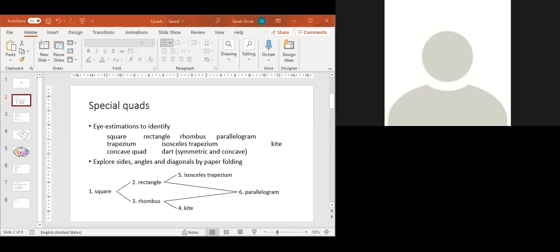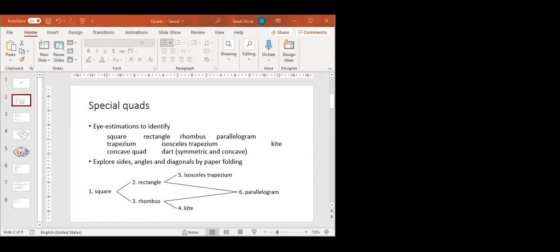So those things: angles, again, equal angles, adjacent angles equal, opposite angles equal. And then diagonals, you check if the diagonals are equal, you check if they are perpendicular, you check if any diagonal bisects the other diagonal. So you can do various kinds of exploration. I would like you to explore each of these and see what all you can come up with.